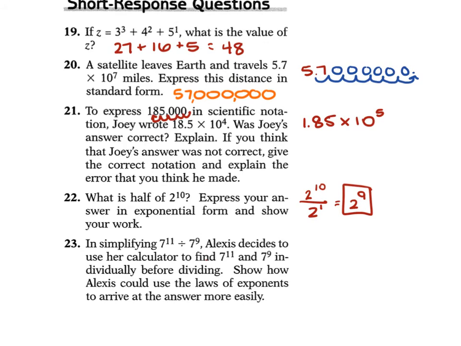For 23, it says in simplifying 7 to the 11th power divided by 7 to the 9th power, Alexis decides to use her calculator to find 7 to the 11th power and 7 to the 9th power individually before dividing. Show how Alexis could use the laws of exponents to arrive at the answer more easily. Well, 7 to the power of 11 divided by 7 to the 9th power is the same thing as 7 to the 11th minus the 9th power, which is 7 squared. And 7 squared is 49, so that would be your answer.